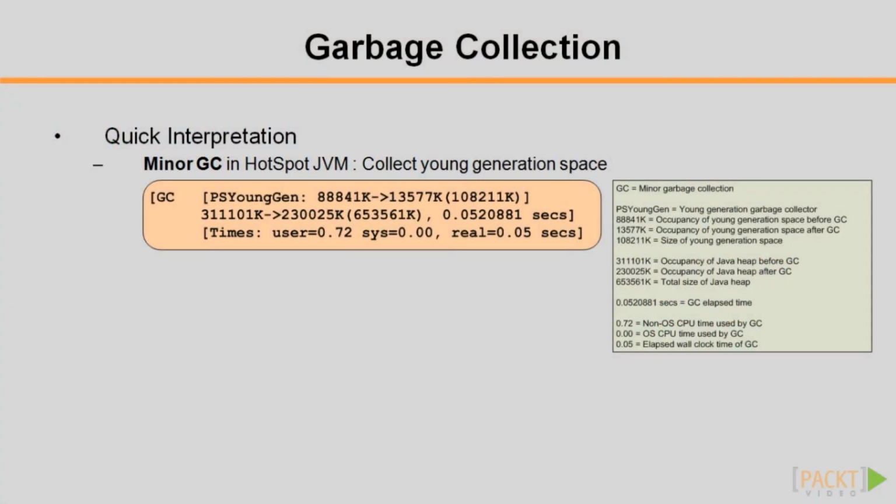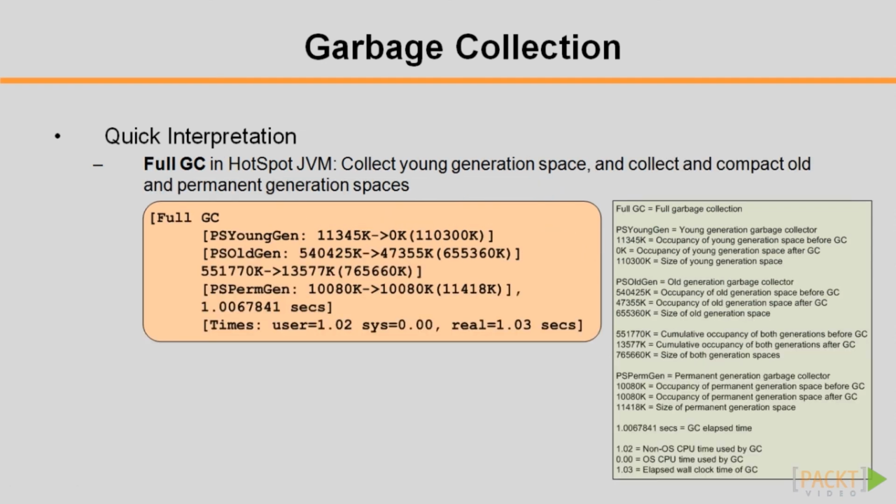In GC log, minor GC that collects young generation spaces is recorded with the syntax shown on the screen. A keyword, ps_young_gen, indicates a minor GC. Both the size change of young generation space and the GC elapsed time are very important. Minor GC shouldn't take too long and should reclaim significant space.